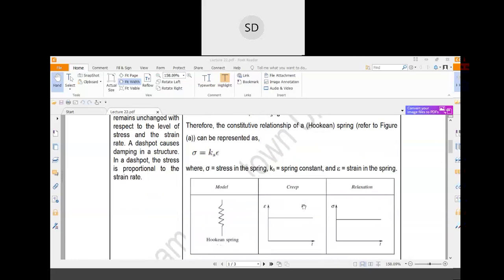So for the creep behavior, what will happen? Your stress is constant. If stress is constant, for Hooke's law to be followed, strain must be constant. Therefore, strain rate is also constant in that case. And for the relaxation behavior, what will happen? Your strain would be constant, and as the spring follows Hooke's law, your stress would be proportional to strain, so your stress is also constant.